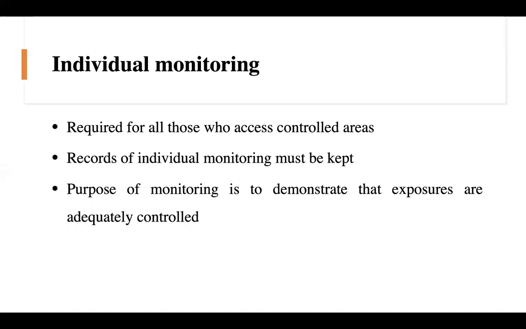Individual monitoring is required for all those who access a controlled area. Records for individual monitoring must be kept. The purpose of monitoring is to demonstrate that exposures are adequately controlled, because sometimes even in a controlled area, the radiation level can become higher with time. So you have to keep monitoring people inside the controlled area. It's not just classifying the controlled area and forgetting it. You have to revise it from time to time to see if the radiation exposure conditions have changed. This is one of your missions as an RSO.